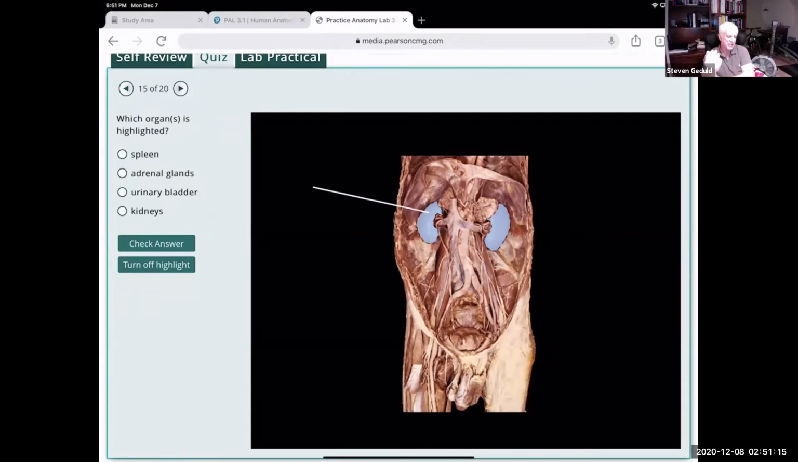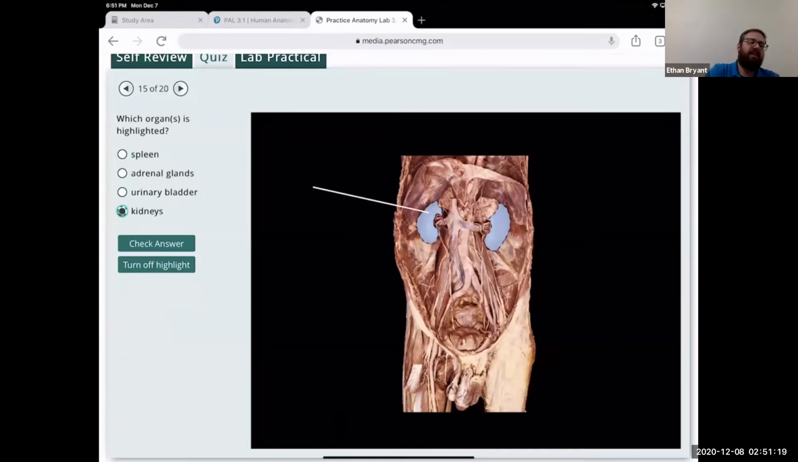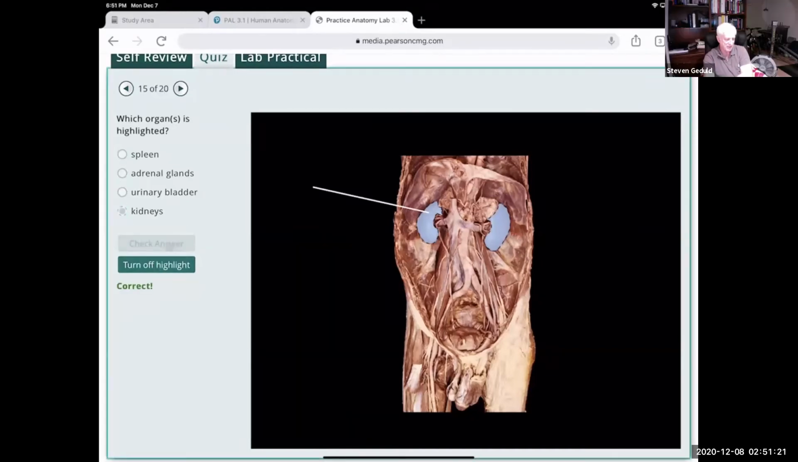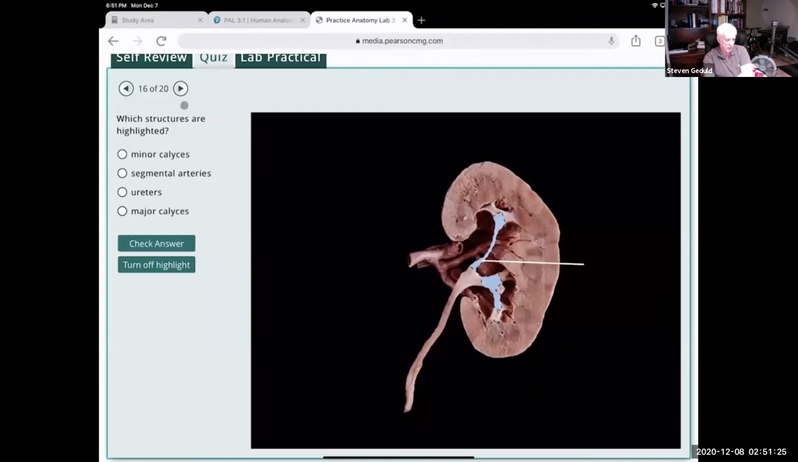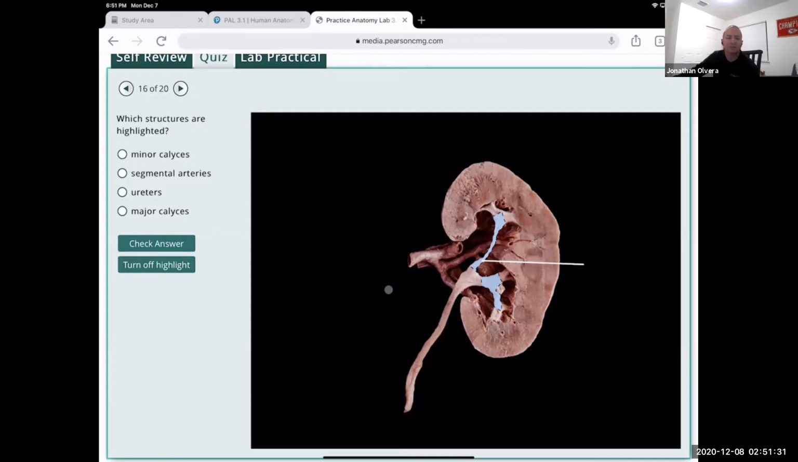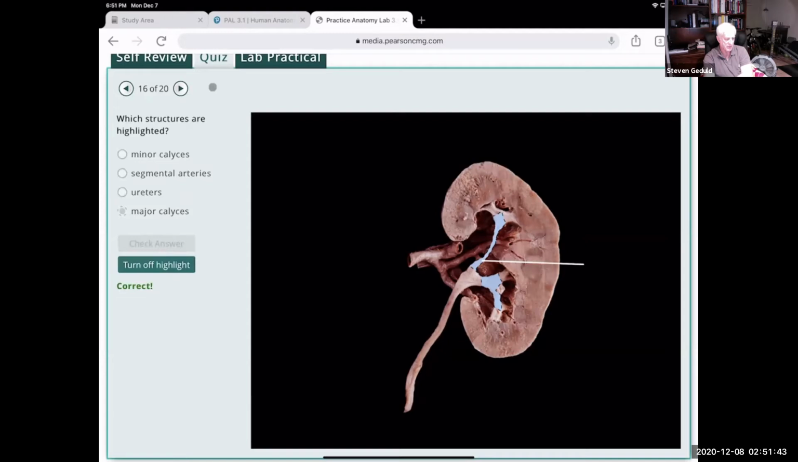All right, what are those things? Kidneys. Okay, that we should get. Those are kidneys. All right. And what structures are highlighted here? Major calyces. That looks like the major calyces. I tend to agree with it, because this is your renal pelvis, that's your ureter, and your minor calyces drain into the major calyces. So that is the major calyces, correct.